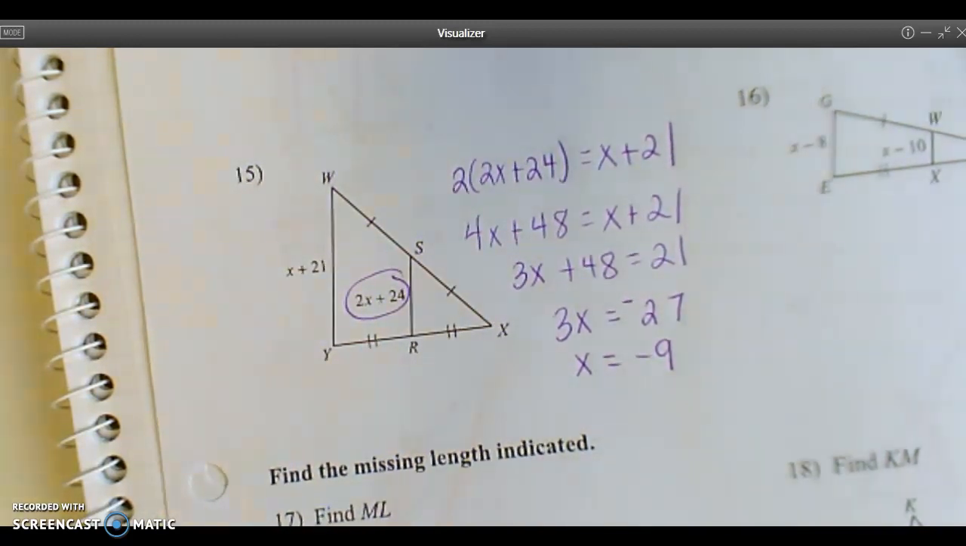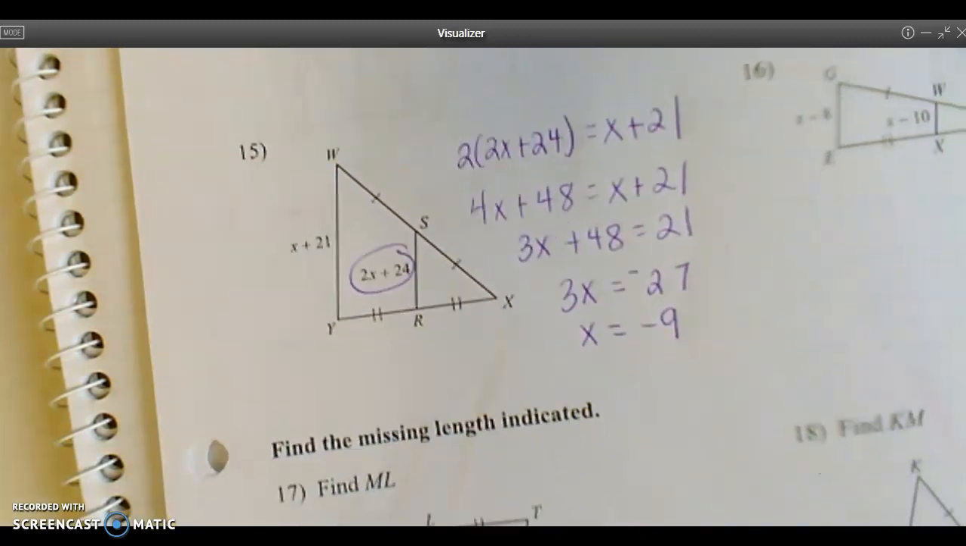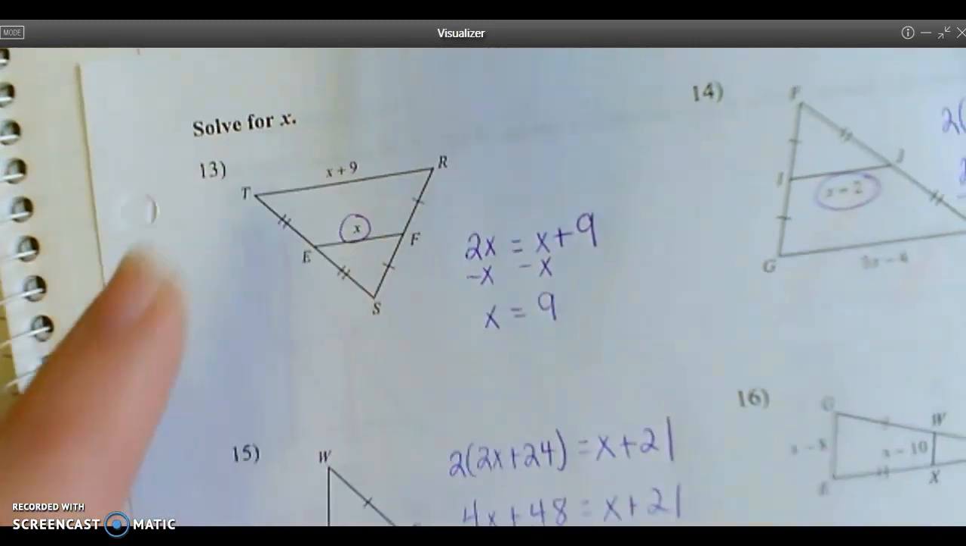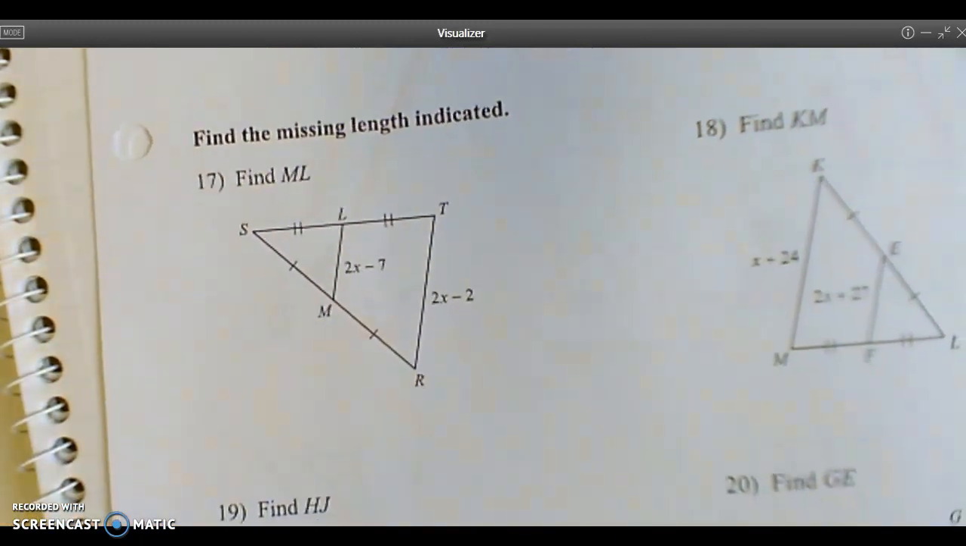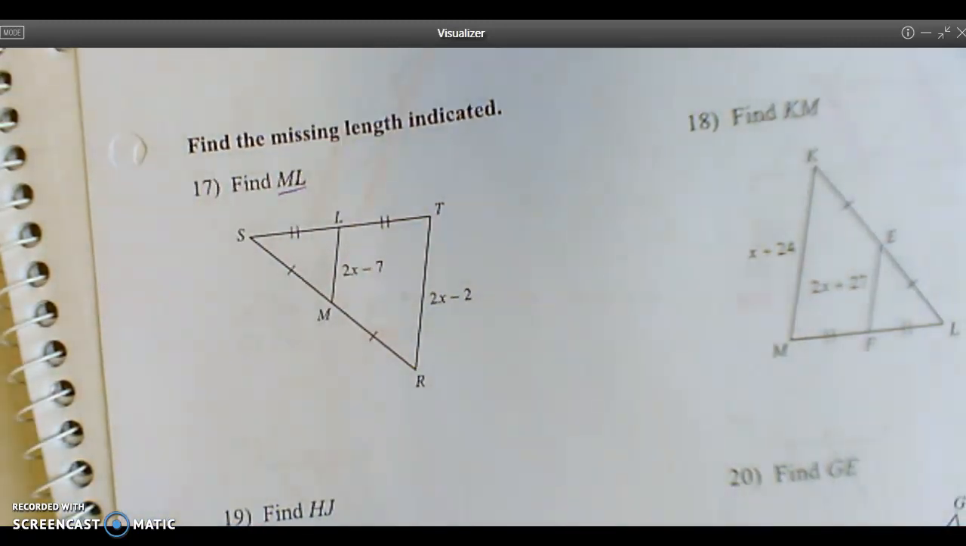Okay, I've got one other kind of problem I want to show you. It's very similar to the ones we just did. It says find the missing length though. Notice up here it said solve for x. Here it says find the missing length. So the difference here is you find x, but then you have to go back and plug it in to find the final answer.